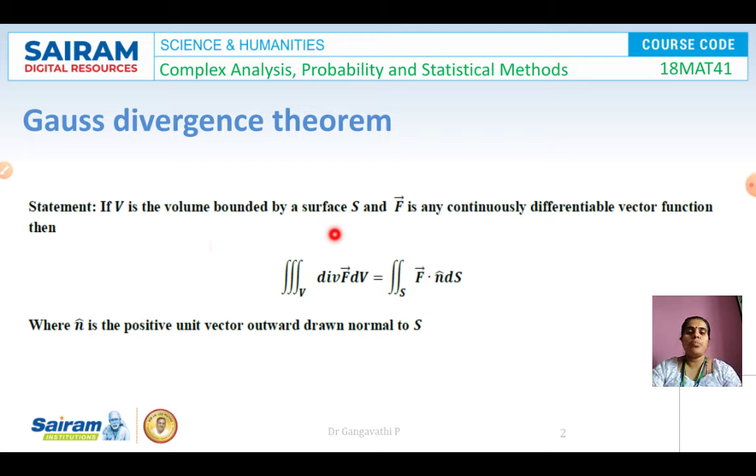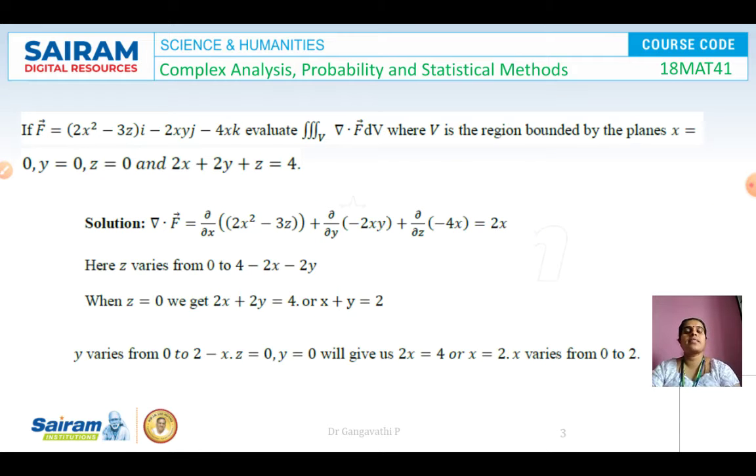If V is the volume bounded by the surface S and vector f is any continuously differentiable vector function, then the triple integral over V of divergence f dV is equal to the double integral over S of vector f dot n cap dS. So this is the statement, and you can observe the double integral is getting converted to a triple integral or vice versa. That is an advantage. And here n cap is the positive unit vector, the outward drawn normal to S, that is, a unit normal vector to the surface S. So with examples, let us learn this.